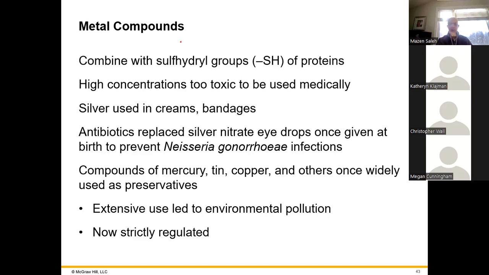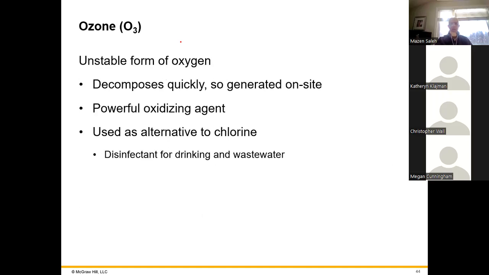Compounds, of course, of mercury, tin, copper, and others can be used as preservatives, but their setbacks and limitations are obvious. They can build up in our bodies, and their buildup is quite toxic and can contribute to several diseases, including fatal ones. So now they're strictly regulated in terms of use.